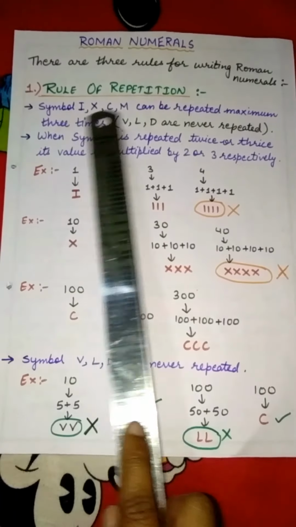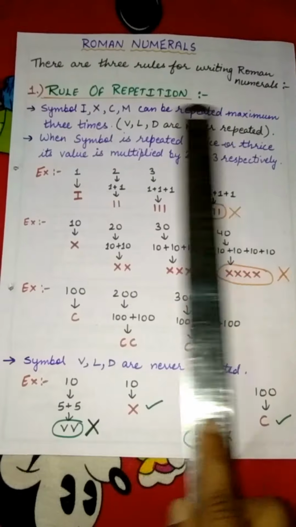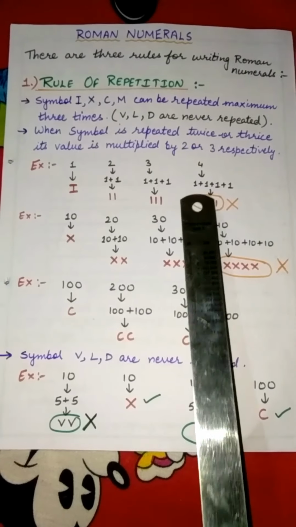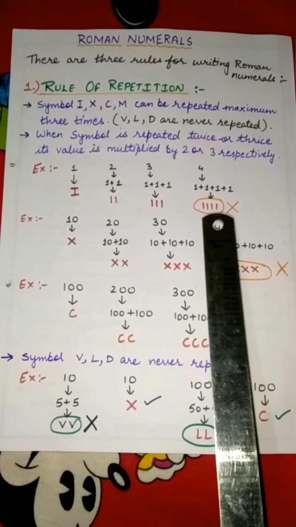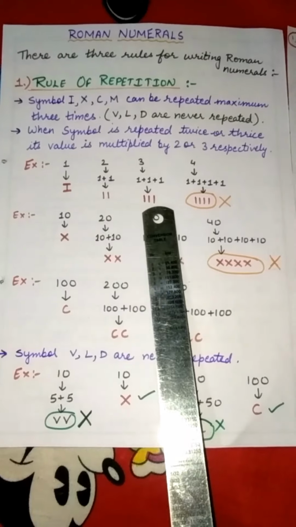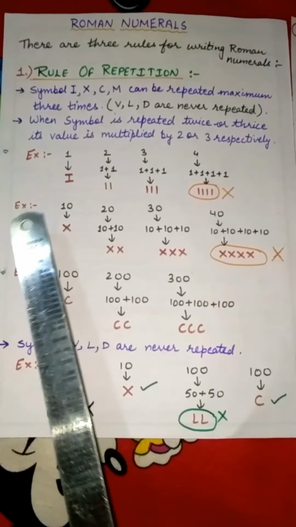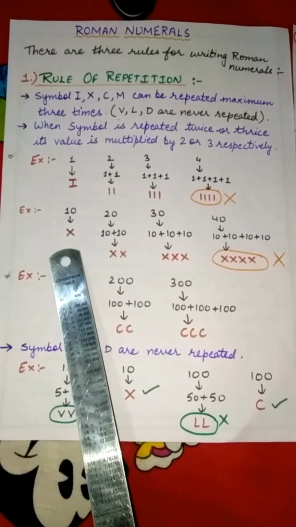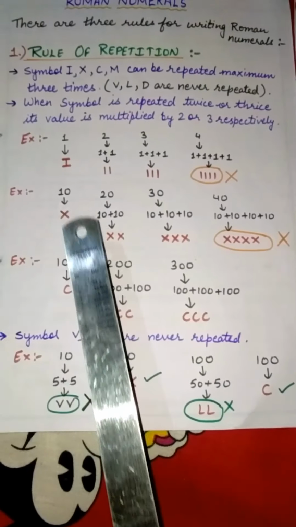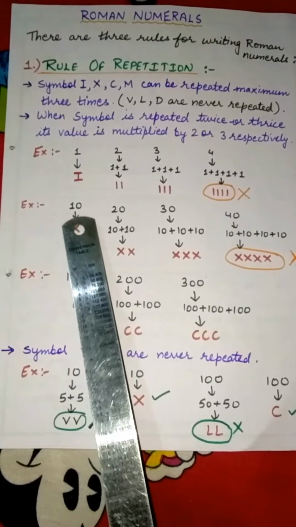But this rule says that you can repeat the symbol a maximum of 3 times. That means if you have to write 4, you cannot write I 4 times. This is wrong. You can only repeat the symbol a maximum of 3 times. Next example is to write 10. The symbol is X. So if you have to write 10, you will write X.